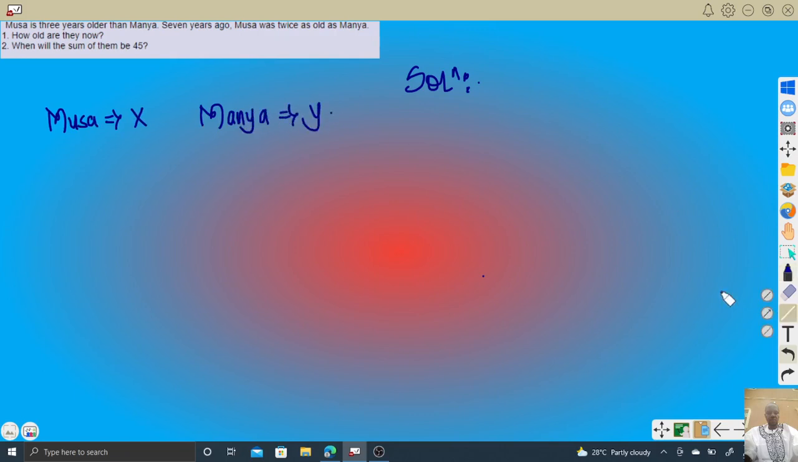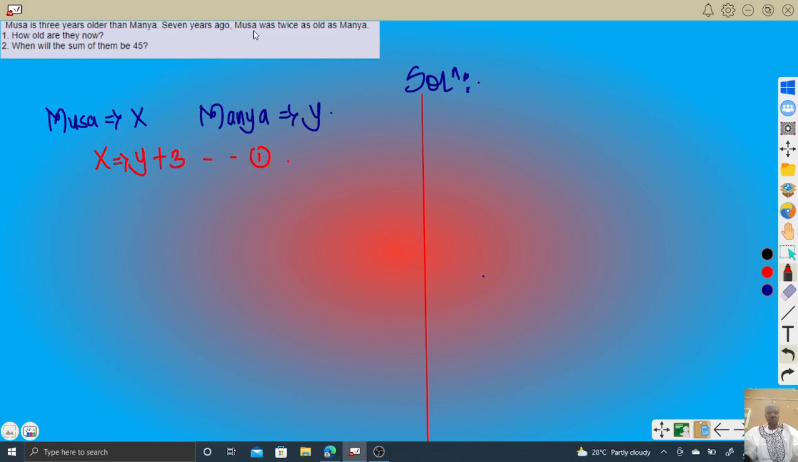Most teachers love using x and y. You can use any alphabet, please, if you want to show that you are doing this on your own. Now, Musa is 3 years older than Maya. So that means Musa, x, is 3 years older than Maya. Maya is y. So you have to add 3 to Maya's age. That's the interpretation. Most teachers like to call this equation 1.